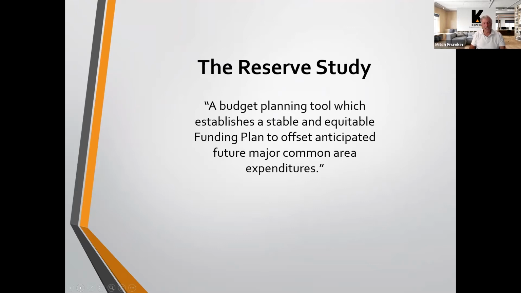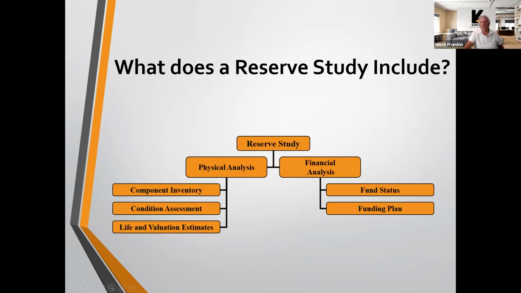And you'll see that originally, years and years ago, when people did reserve studies, a lot of times they didn't do a funding plan. And you look at it now because it's in the national standards and ask, how do you come up with a plan to replace these things unless you have a funding plan? But that's what a reserve study is. It includes two parts. It includes the physical analysis and the financial analysis.